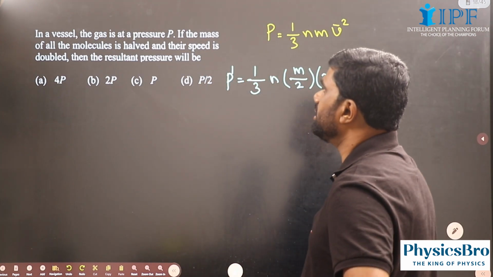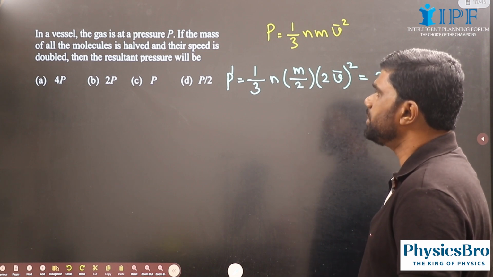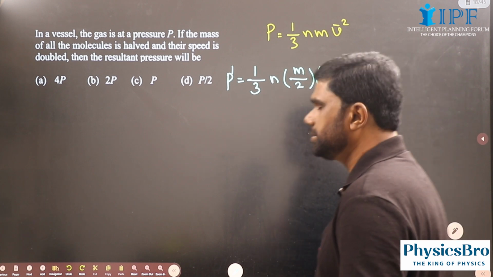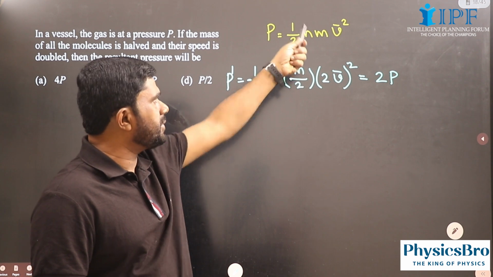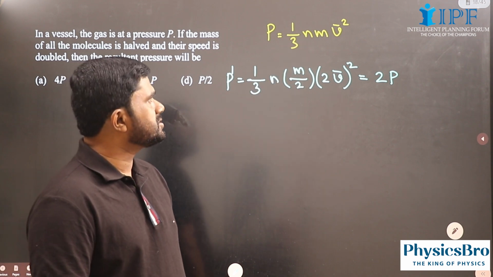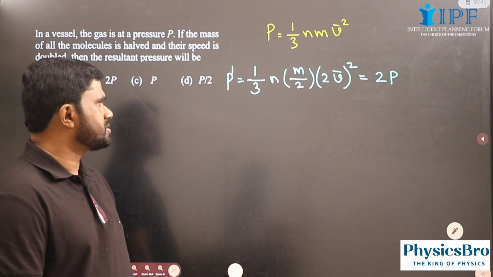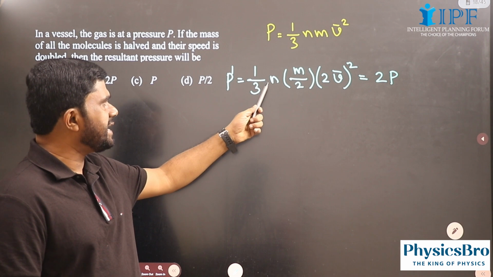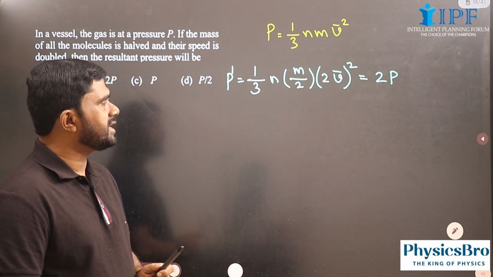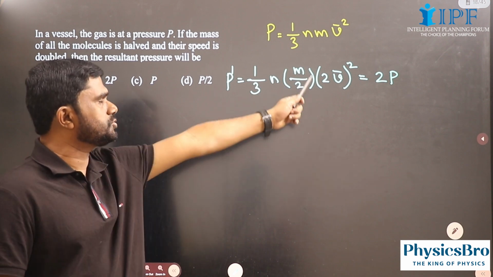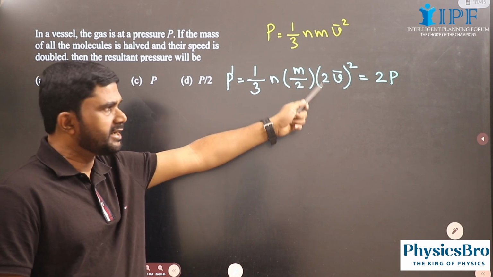Next, see, in a vessel, the gas at pressure capital P, if the mass of all the molecules is halved and their speed is doubled, then the resultant pressure will be. See, pressure is given by 1 by 3 N, that is the number of molecules per unit volume, m is the mass of each molecule, and C, V square, that is the square of the RMS speed. So P dash, that is 1 by 3 N, remains unchanged, but mass is reduced to half, and the velocity is doubled. So 2V whole square.